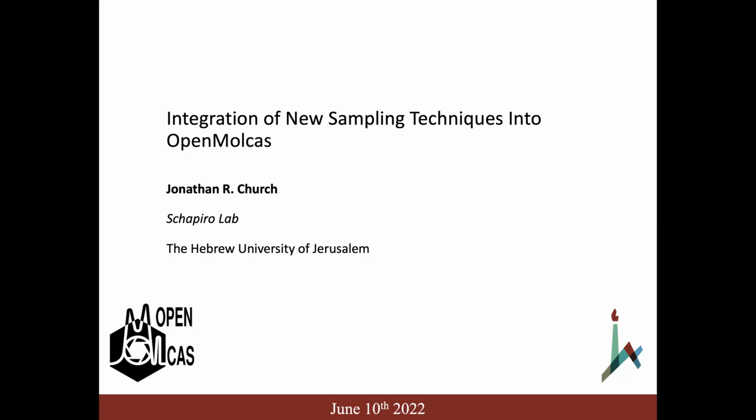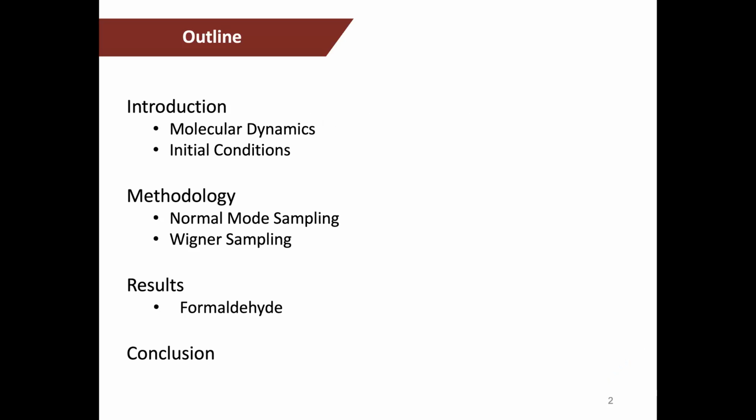Thank you for having me here today. My name is Jonathan Church, and I'm a postdoc in Igor Shapiro's lab here at the Hebrew University of Jerusalem. And today I'm going to be talking about some new sampling techniques we implemented into OpenMolcas for generating the initial conditions for dynamics.